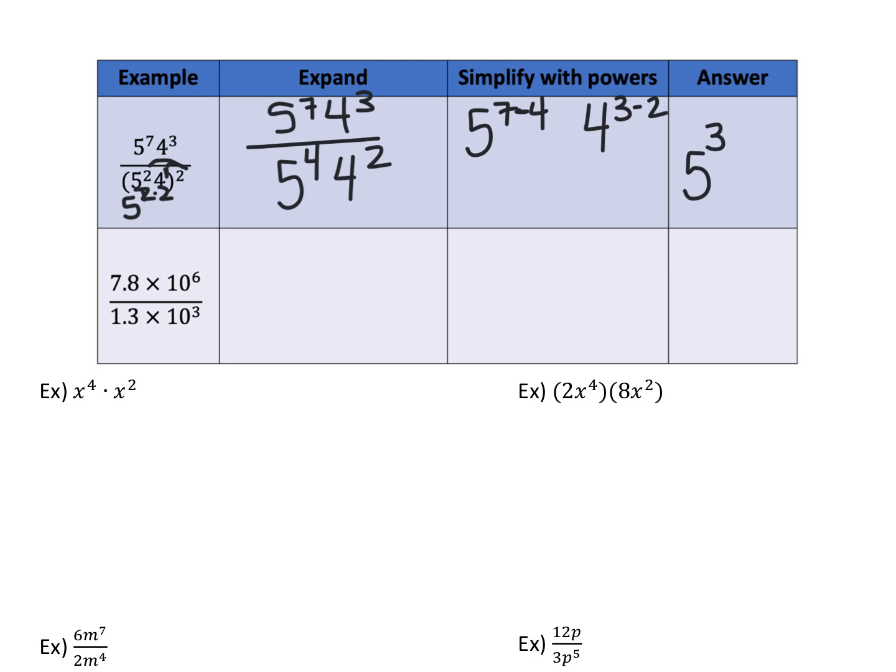4 to the 3 minus 2 is 1. You don't have to write the 1, but if you wanted to.